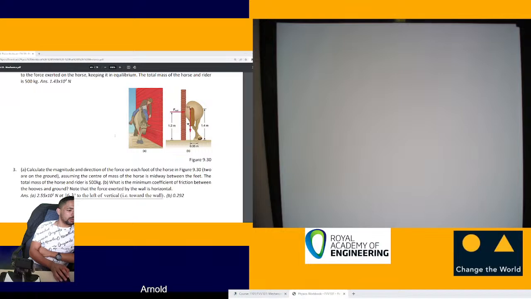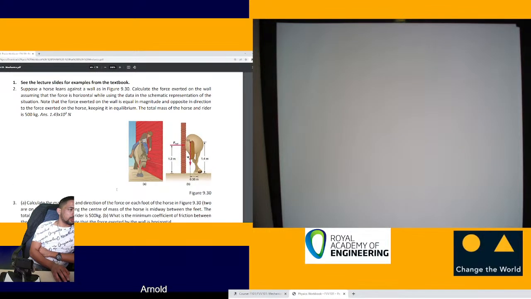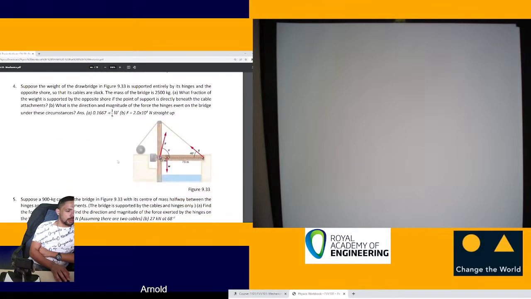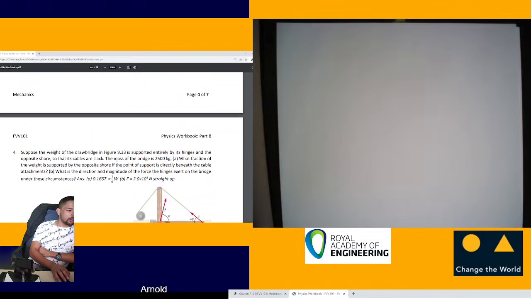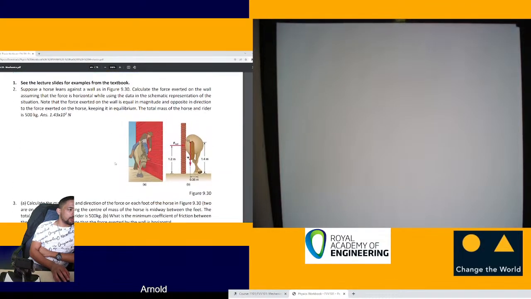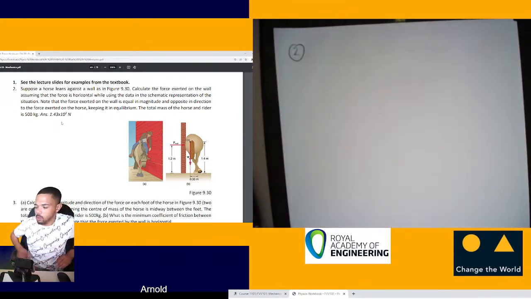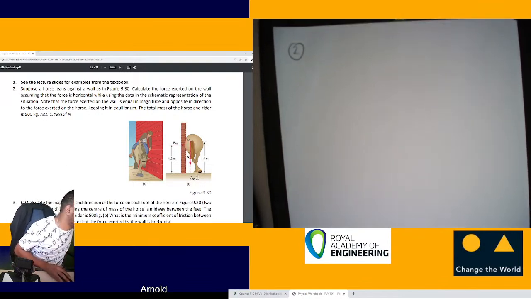Okay, I'll do that problem as well. I'll do the problem of the horse leaning, and let's leave the drawbridge for now, because we need to get to PHYB. But I'm going to go drink some water. When I get back, we're going to do problem number 2 and number 3. You can look at it for now. This is the horse leaning against that wall. Just give me 5 minutes.